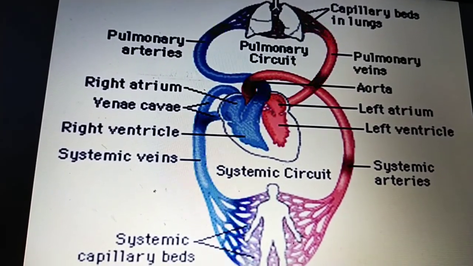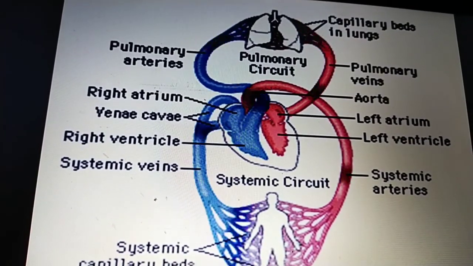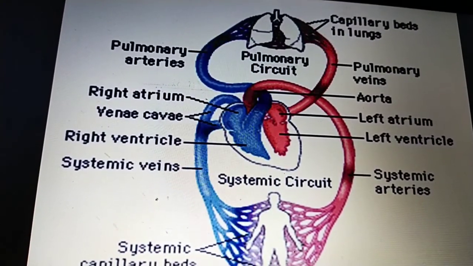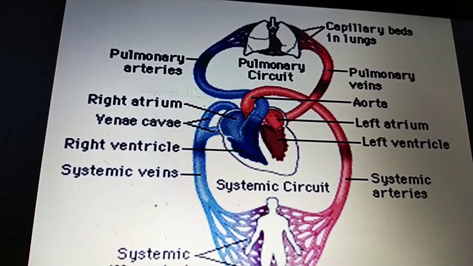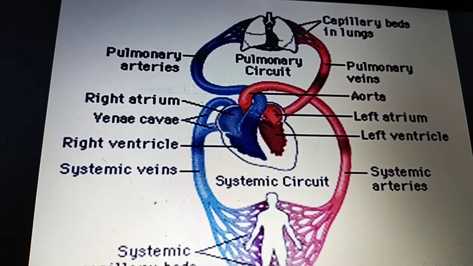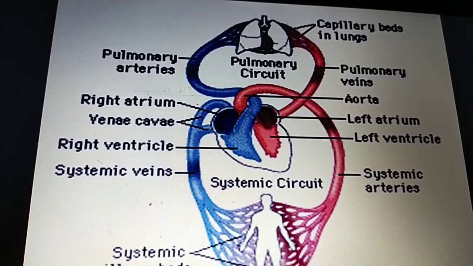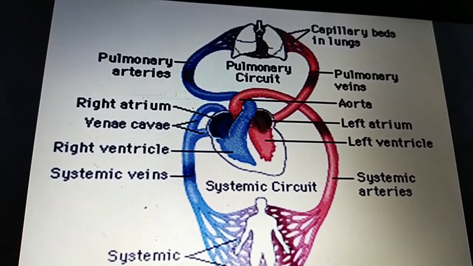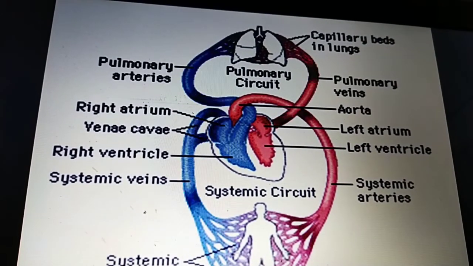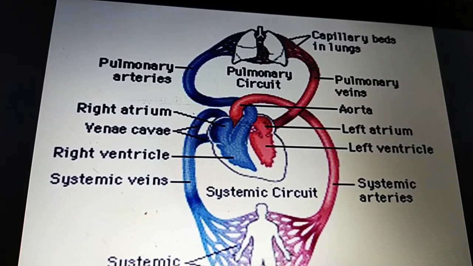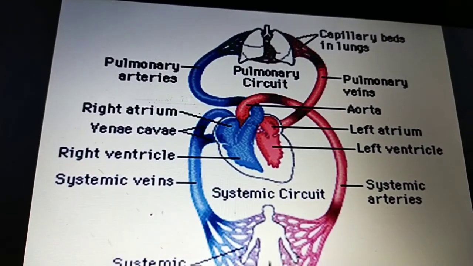In short, the pulmonary circulation carries the deoxygenated blood away from the heart to the lung and returns oxygenated blood from the lungs back to the heart. The pulmonary circulation is a portion of the circulatory system which carries the deoxygenated blood away from the right ventricle to the lung and returns oxygenated blood to the left atrium and ventricle.